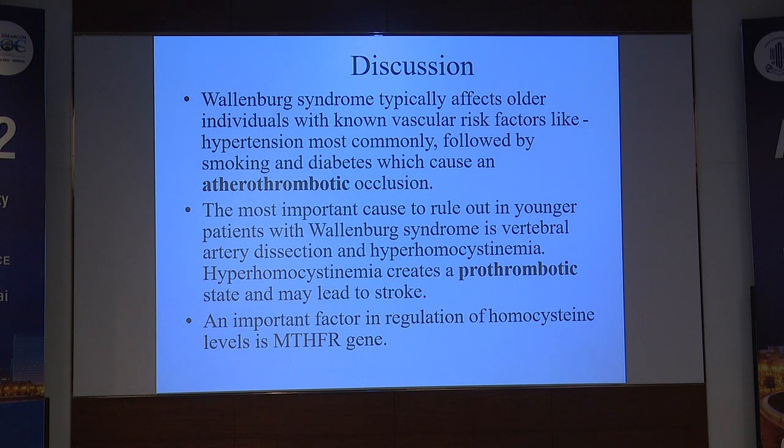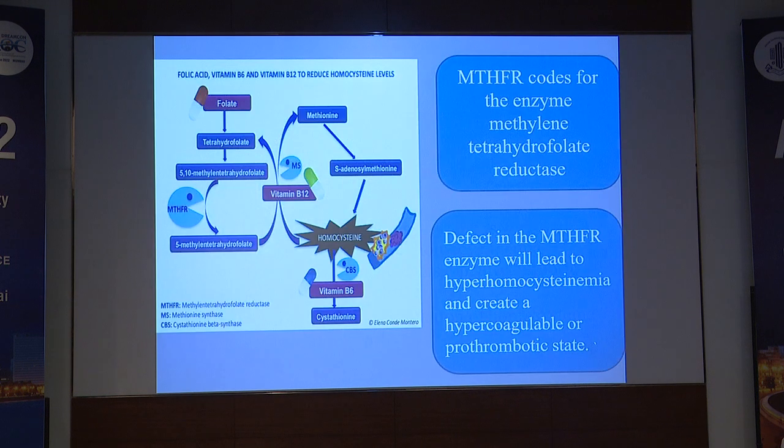Hyperhomocystinemia creates a prothrombotic state which leads to a stroke, and an important factor in regulation of this homocysteine is the MTHFR gene. The MTHFR gene codes for the enzyme methylene tetrahydrofolate reductase. So, 5,10 methylene tetrahydrofolate is the primary form of folate in circulation, which in the presence of the MTHFR gene is converted to 5-methyl tetrahydrofolate. This 5-methyl tetrahydrofolate with vitamin B12 will convert the homocysteine back to methionine, and then it is either excreted in the urine or finds its way back in the cycle. So, defect in the MTHFR enzyme will lead to hyperhomocystinemia, creating a hypercoagulable state.